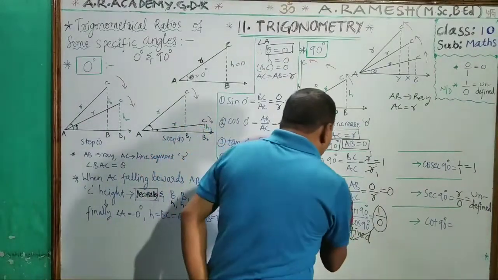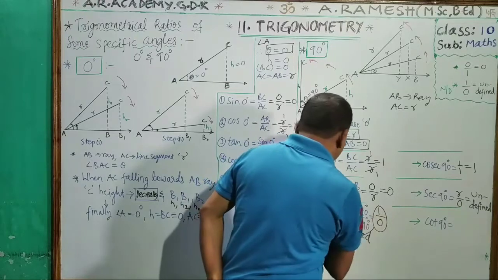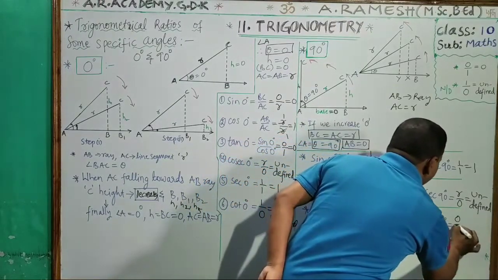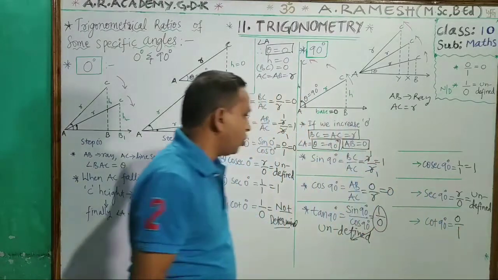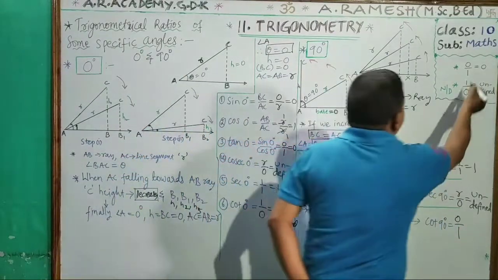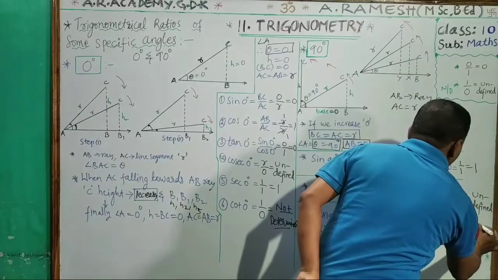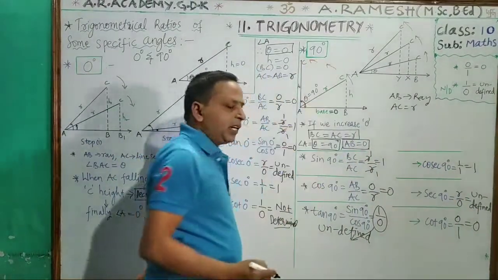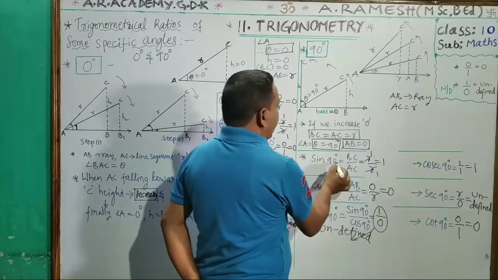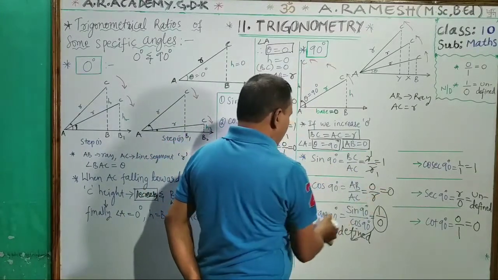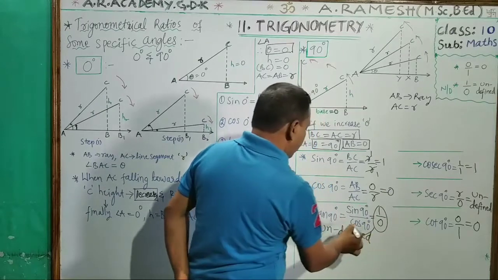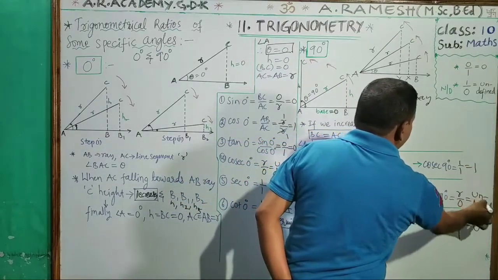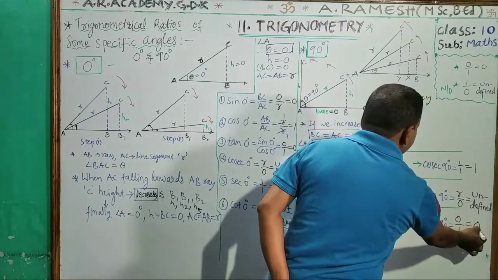Remember, the reciprocal of tan theta is cot theta, so it is 0 by 1, which means 0. So finally, what did we get for the 90 degree trigonometrical ratios? Sin 90 is 1, cos 90 is 0, tan 90 is undetermined, cosec 90 is 1, sec 90 is undetermined, and cot 90 is 0.